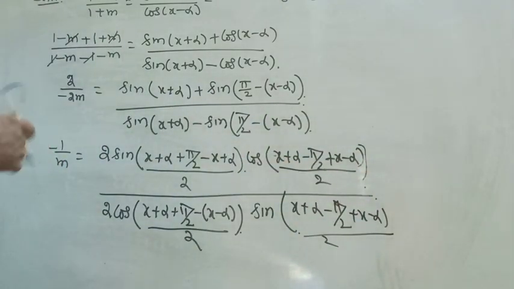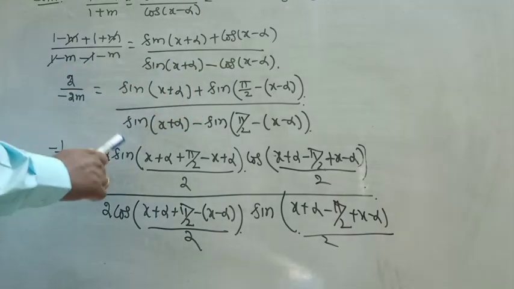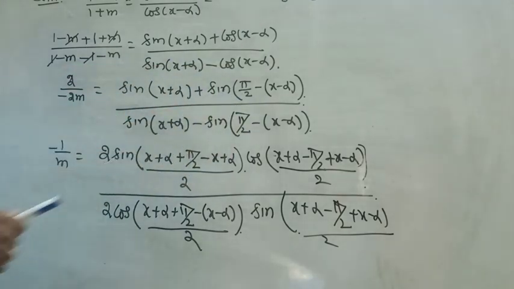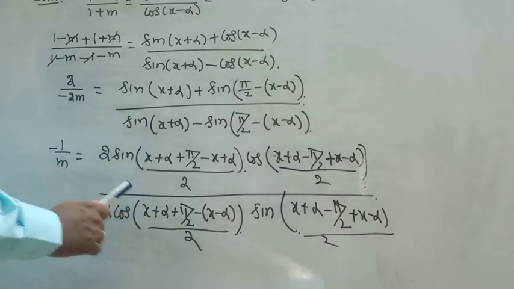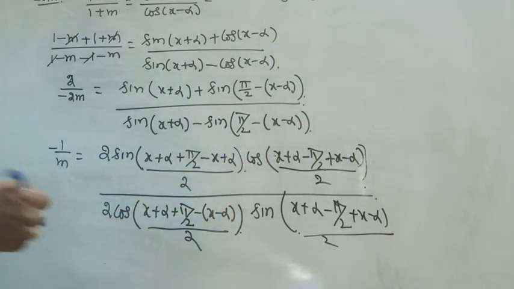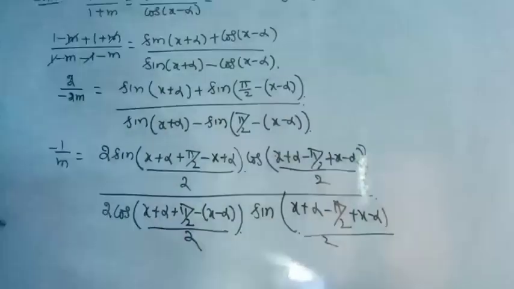Just observe what we did: sin c plus sin d is 2 sin (c plus d)/2 cos (c minus d)/2. Sin c minus sin d is 2 cos (c plus d)/2 sin (c minus d)/2. Right, my dear students? Very good, we have got this. If we simplify this, what are we going to get?